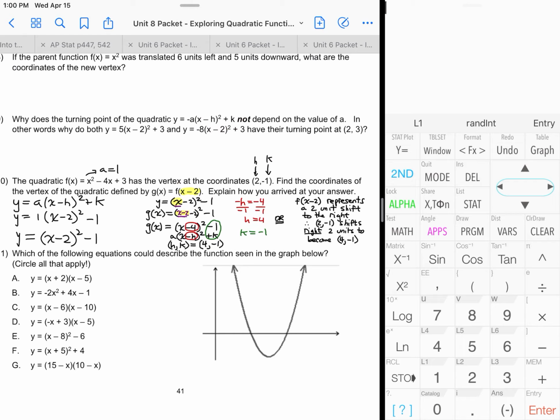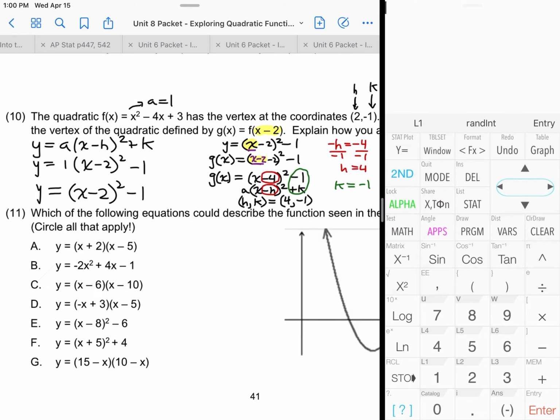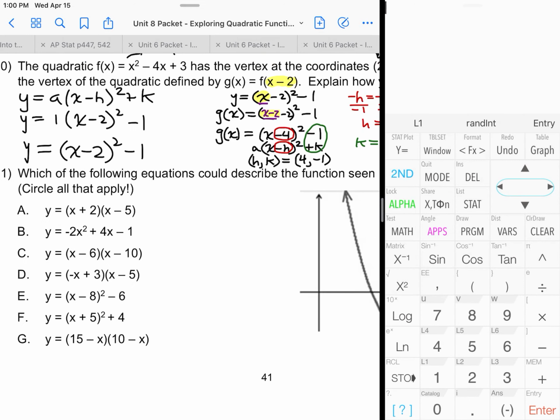Which of the following equations could describe the function seen in the graph below? All right, so what I would be looking for, aside from just popping each and every one of these into the calculator, is ones that do not have negative roots and do not have multiple roots. If I see one that would have, for example, a negative root, then I would toss that immediately.